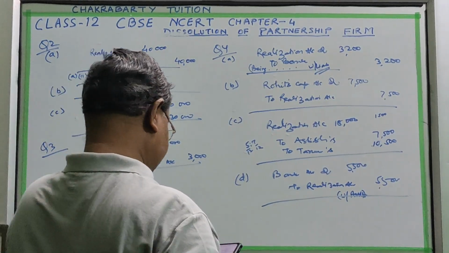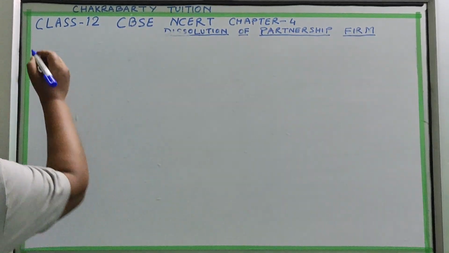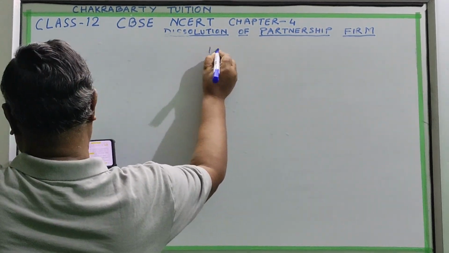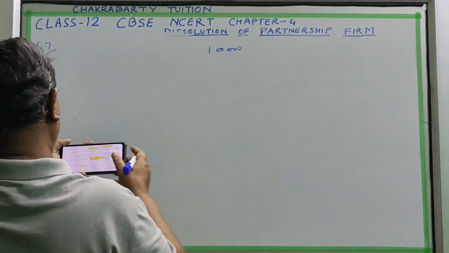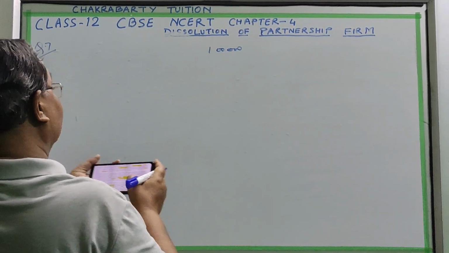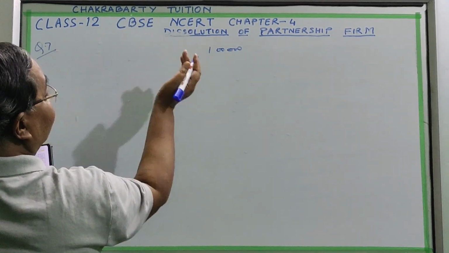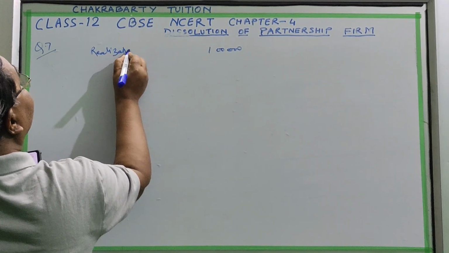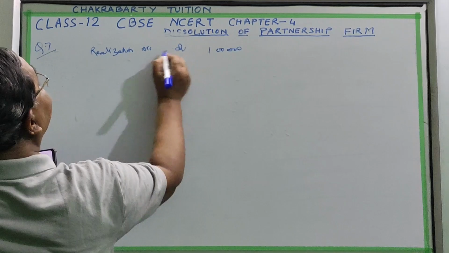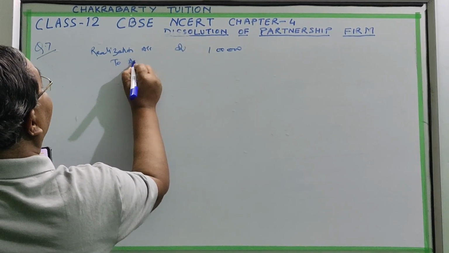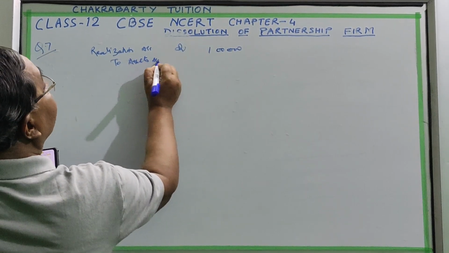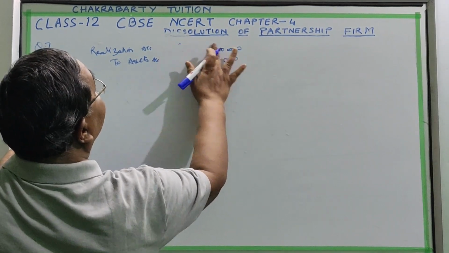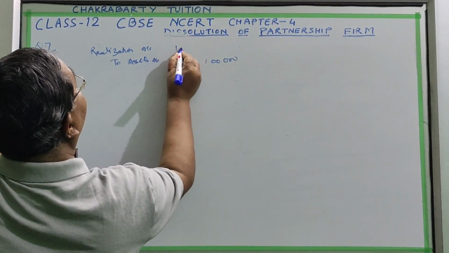Now question number 7. 1 lakh rupees asset was there, transferred to realization account. So assets are transferred. So what do we write? Realization account debit to assets account. And 1 lakh rupees asset is transferred.